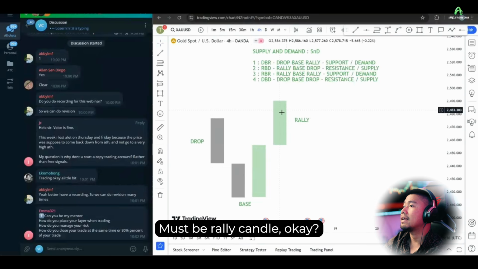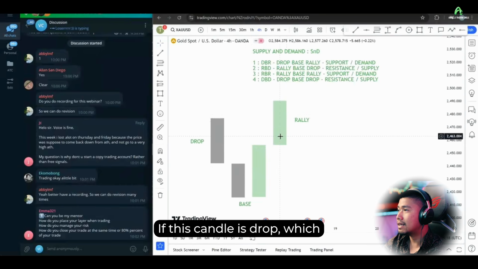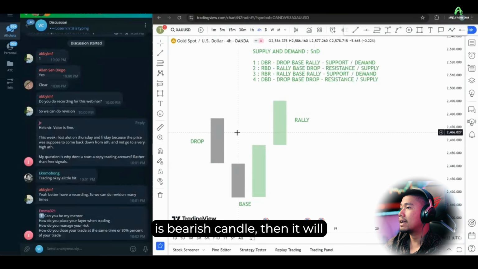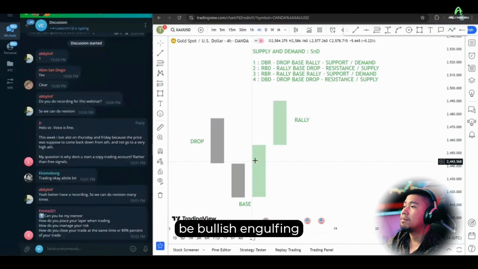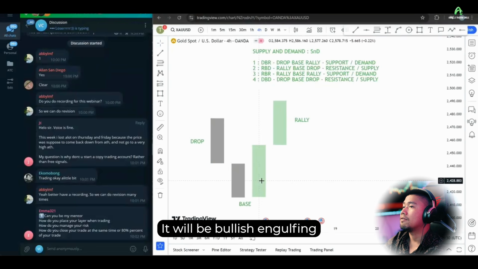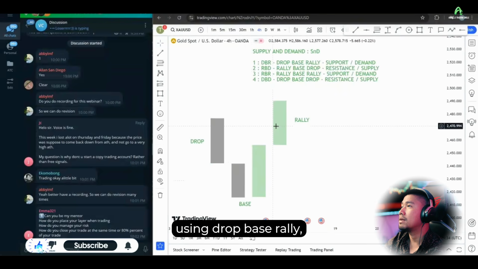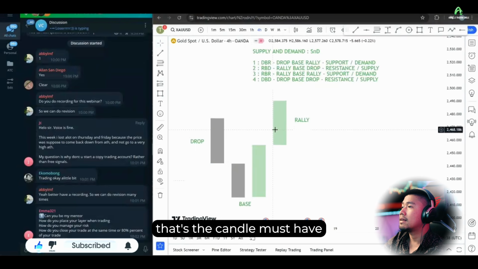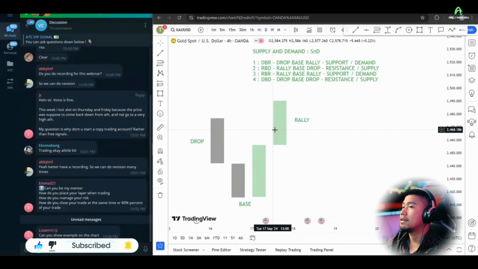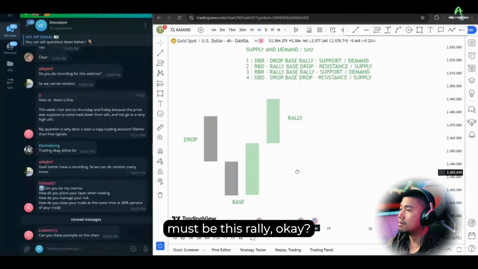It must be a rally candle. If this candle is a drop, which is a bearish candle, then it will be bullish engulfing only. It won't be drop base rally. It will be bullish engulfing because there is a base here. But if you want to trade using drop base rally, the third candle must be a rally candle. If the base candle cannot, it must be rally.